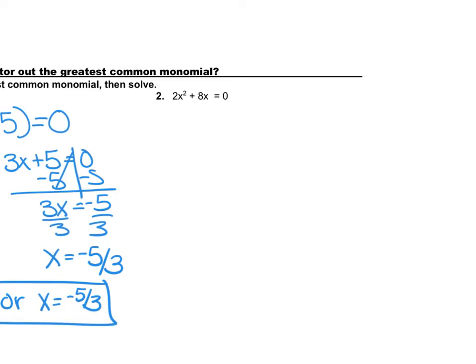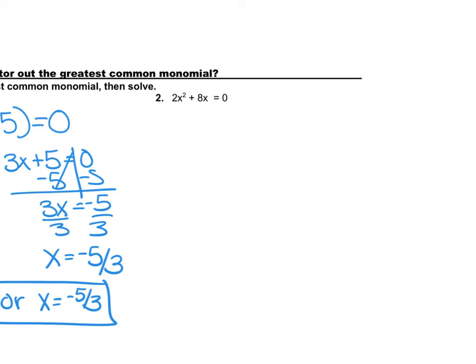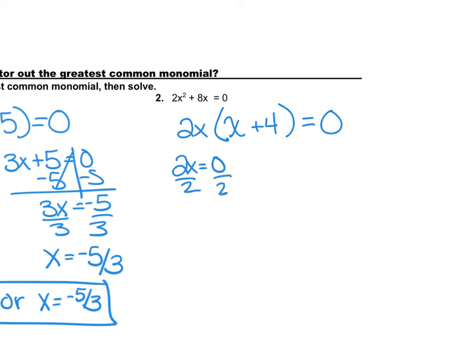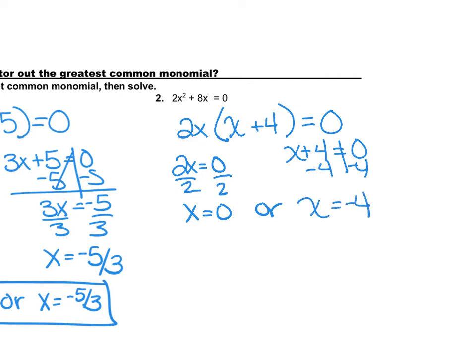All right, so for number 2, we have 2x squared plus 8x. Well, I can factor out a 2 and an x. I'll be left with an x right here, and I'll have plus 4. And then this is equal to 0. So when I have 2x is equal to 0, I divide by 2, and x is equal to 0, or I have my x plus 4 is equal to 0. I'm going to subtract the 4. x is equal to negative 4. So you have 0 or negative 4.